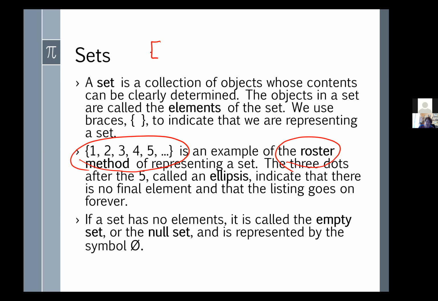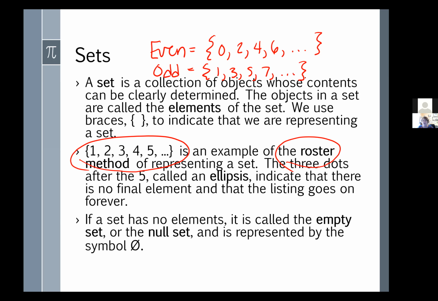So we could do the even whole numbers. The pattern needs to be established by the first few elements that you list, and then the dot, dot, dot says the pattern continues on, or you could do odd. So you list the number of elements you need to show the pattern in that set, and then the dot, dot, dot tells you that it continues on. And the dot, dot, dot is called an ellipsis.